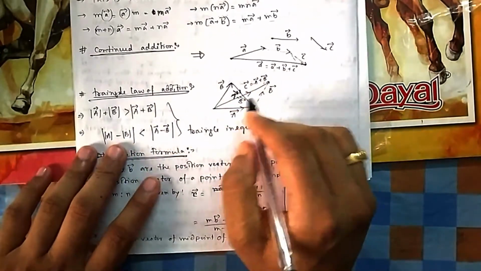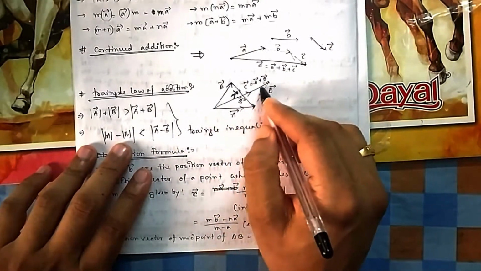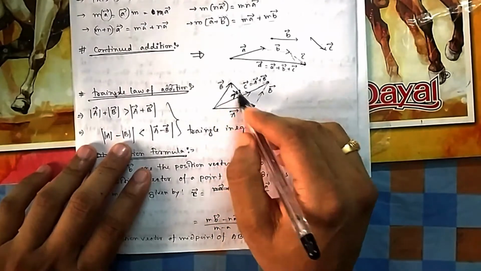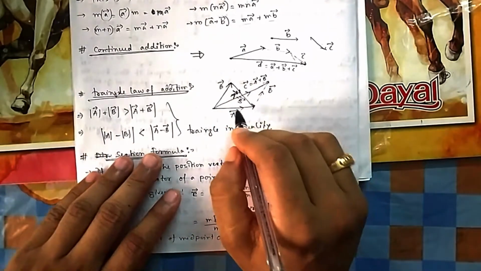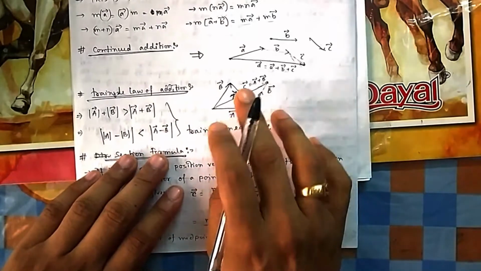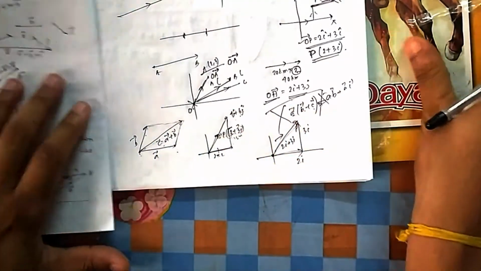You have already seen this in complex numbers. This is A, this is B, then this represents A plus B, and this represents A minus B. How will it come? This is also the triangle law of addition, from where this will come. That is also another law.